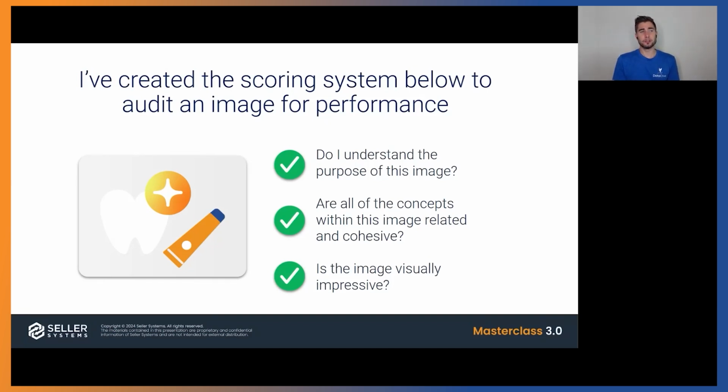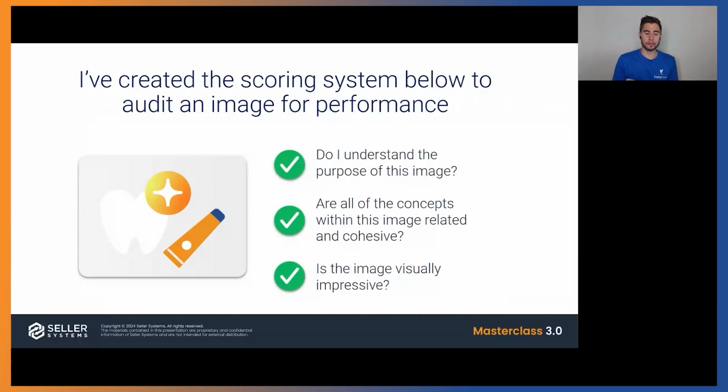Essentially what you do is you look at an image and you ask yourself these 3 questions, and you can do half a point in terms of scoring. So any image can get up to 3 points, but it can also get 0 points or a half a point. With every image, you're going to ask yourself, number 1, do I understand the purpose of the image? Number 2, are all of the concepts within the image related and cohesive? And then number 3, is the image visually impressive?